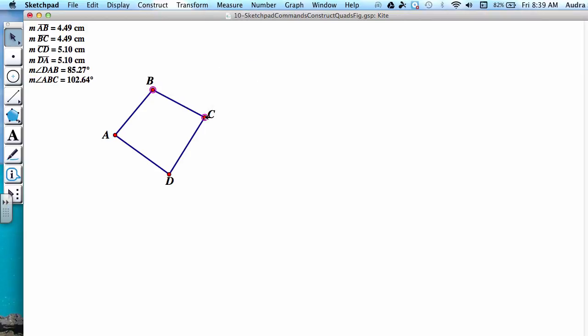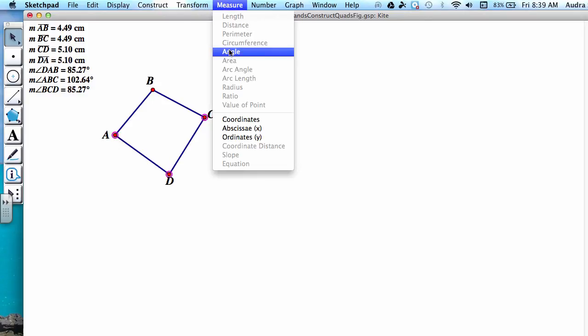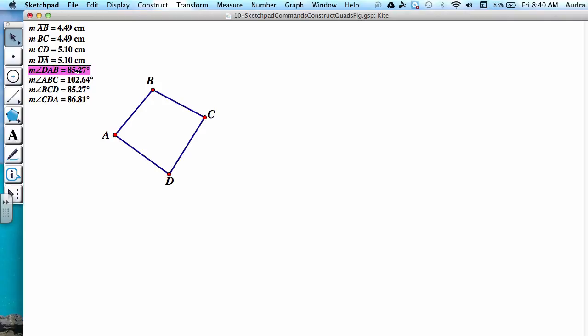Then angle B, C, D. And lastly, angle C, D, A. As you can see, only one pair of opposite angles are congruent, making our quadrilateral a kite.